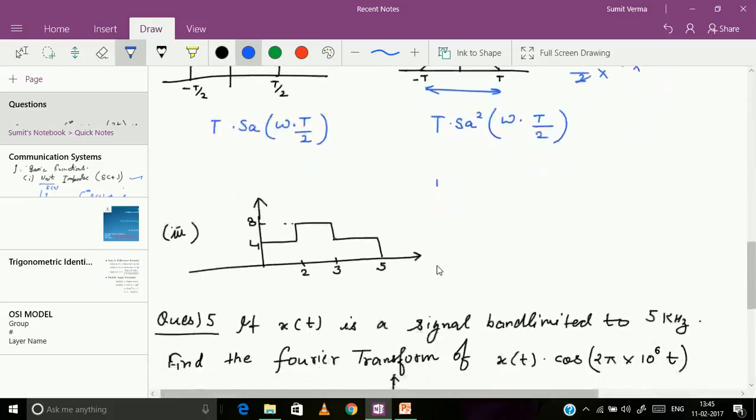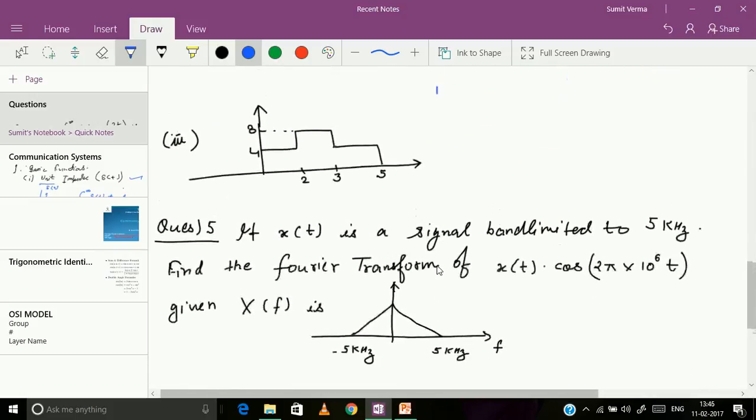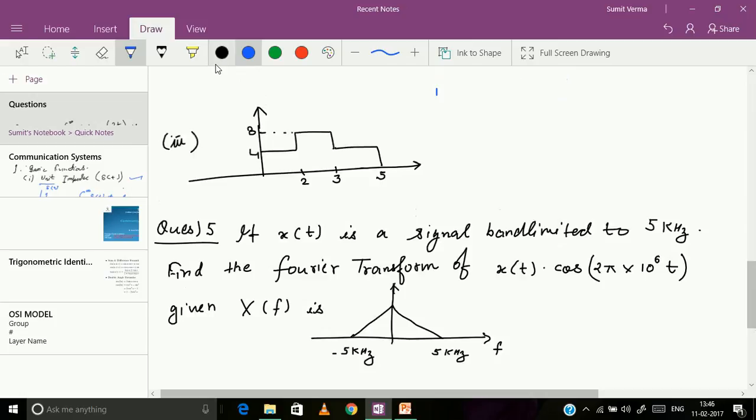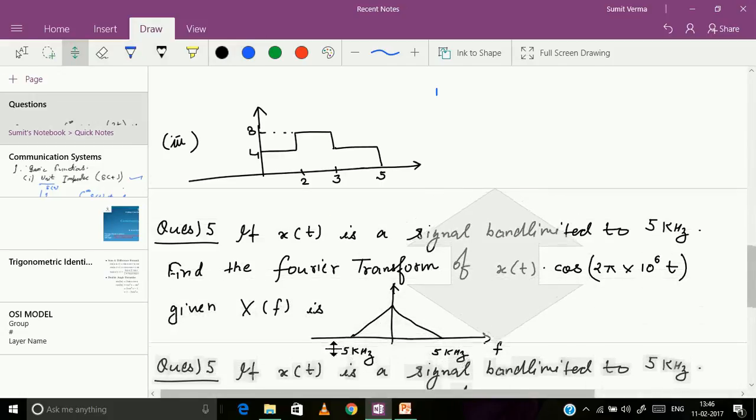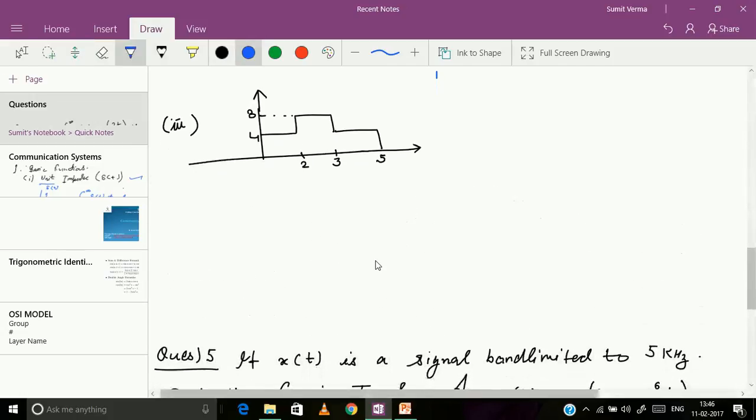So now let's move to the next question. The next question is asking to find the Fourier transform of this pulse. It is not an exact rectangular pulse as we saw. So we cannot use our shortcut method directly in this. But still there is a way how we can use that shortcut here.